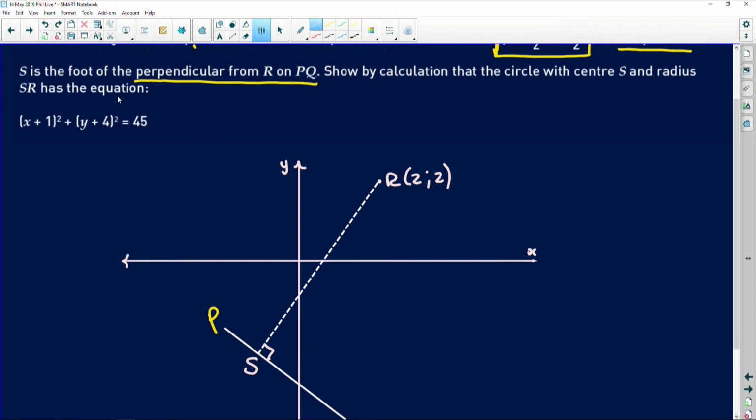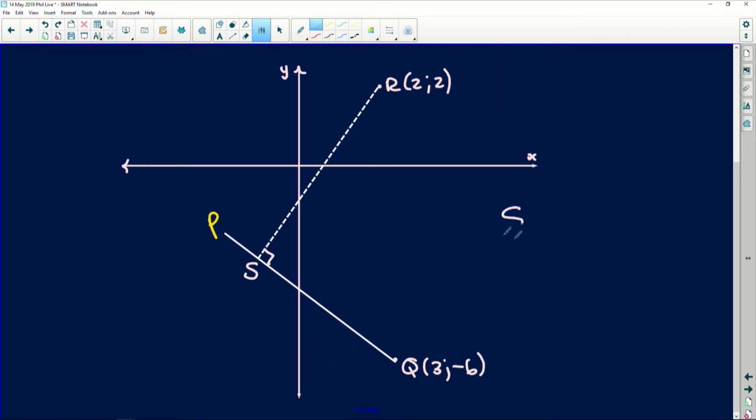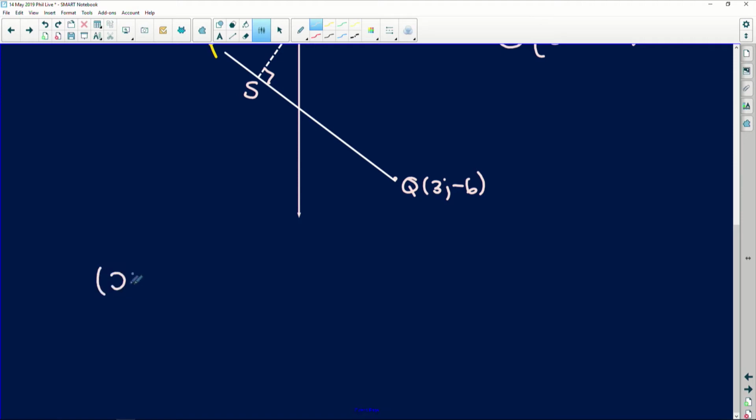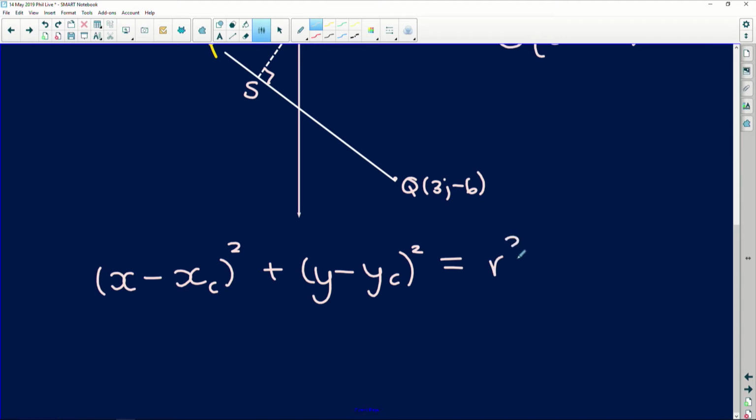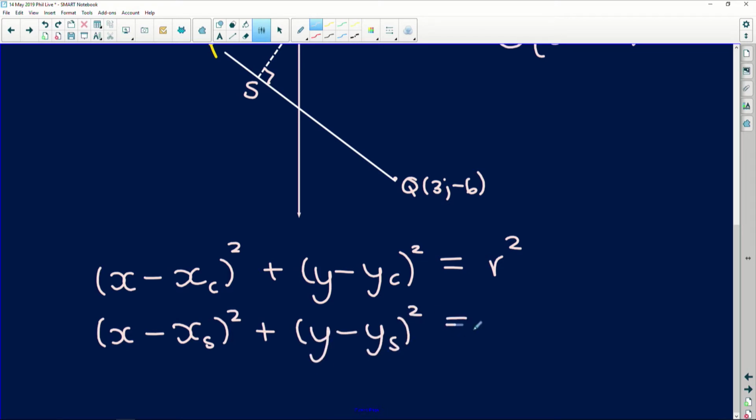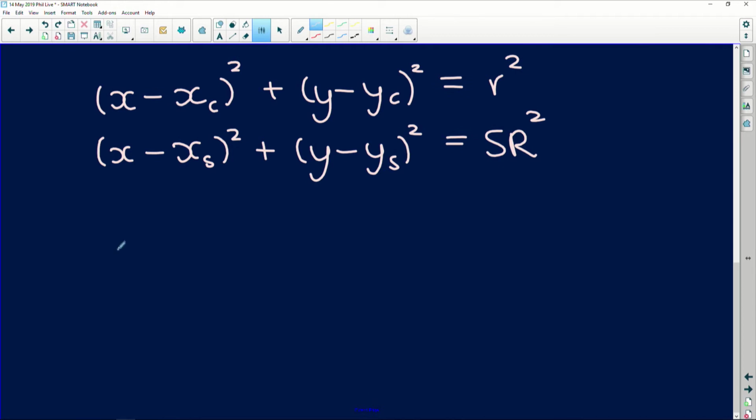So it says show by calculation that the circle with center S, that's important. S is the center. So remember guys, when you're dealing with a circle, you have x minus the x at the center plus y minus the y at the center, all squared, is equal to the radius squared. So if we wanted to interpret it in terms of that question, we get x minus x at point S squared plus y minus y at point S squared. And it said specifically that SR is the radius. So we need to find SR to determine the radius, and we also need to find point S's coordinates.